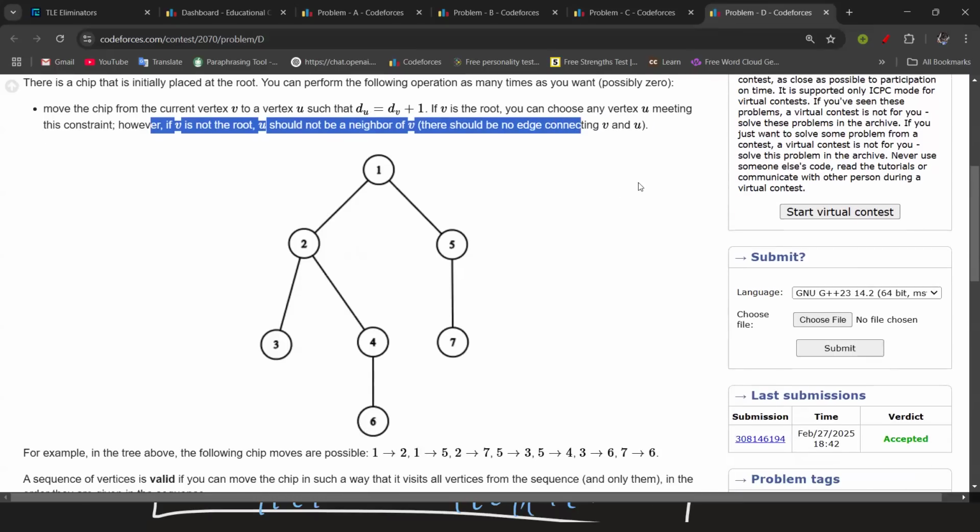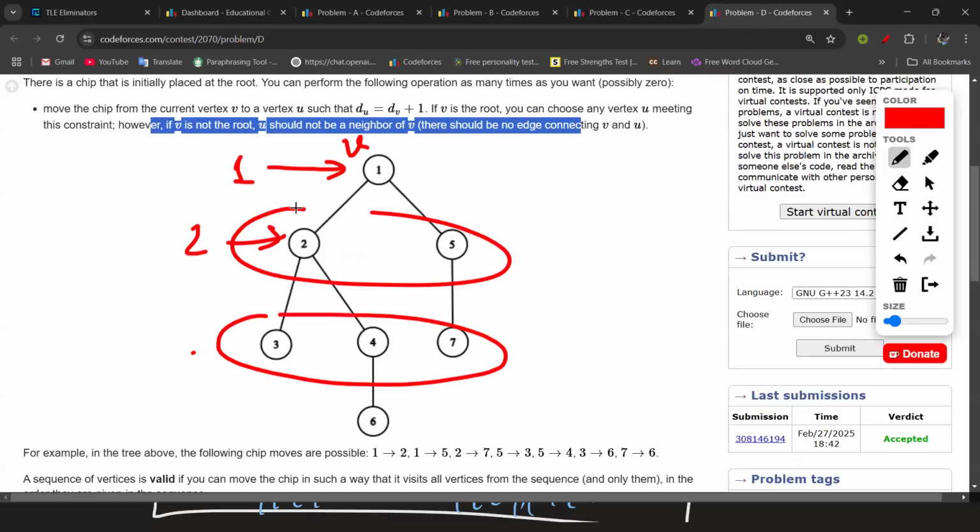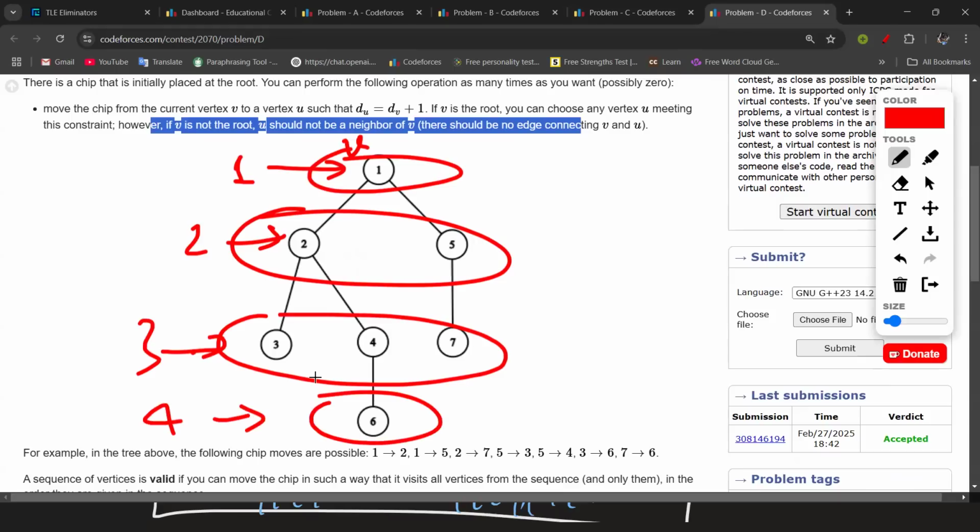Okay, so what does this mean? It means if this is your v, if the chip is currently here, then you can move to... okay, so this is at the first level, and if you divide it in levels, these would be the levels. This is third level, this is fourth level. Okay, depth level, whatever you say. So if you are at this vertex 1, if you are at the root, then you can move to any node in the next level.